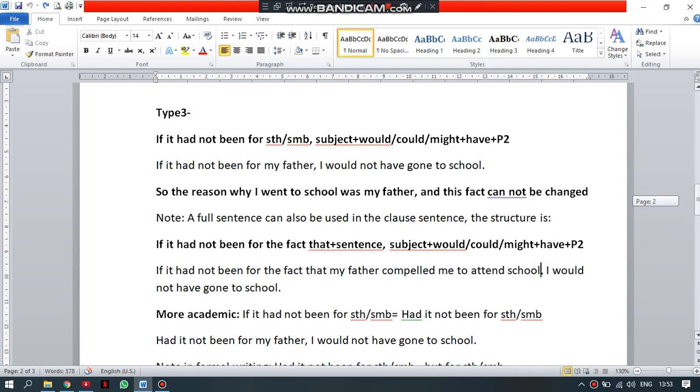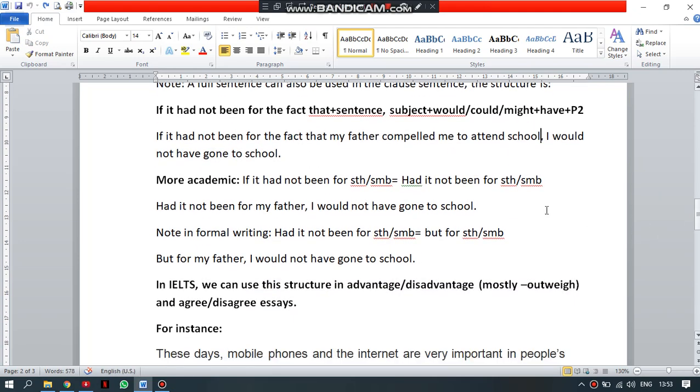The more academic version of this structure is "had it not been for something/somebody." Again, we write "had" at the beginning of the sentence and remove "if." For example, "Had it not been for my father, I would not have gone to school." The meaning is still the same. It is just more academic.